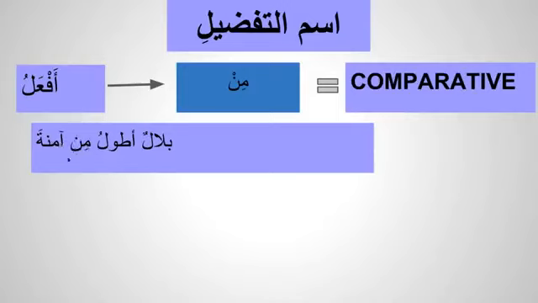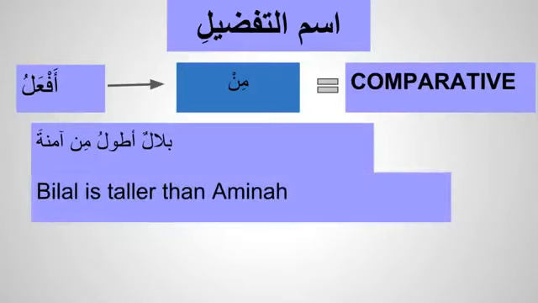There's no change in that relationship. However, when there is an ism tafdeel followed by min, then it becomes a comparative sentence. So Bilal is taller than Amina. So those are the two ways we identify whether it is superlative or comparative.